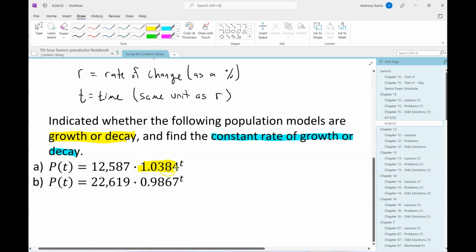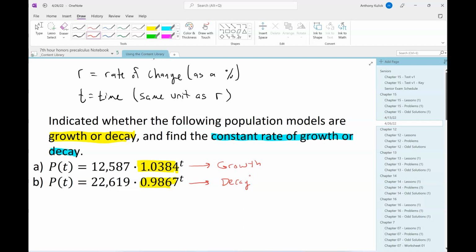I just have to look at the value of b, right? So in this case, for part A, is this growth or decay? Growth. How can I tell? Because it's greater than 1. And then if I'm doing the same thing for part B, this one is decay, because it's between 0 and 1. Very easy, just using some definitions, right? No big deal. The second part of the question asks for the constant rate of growth or decay. That's basically just asking for the value for r.